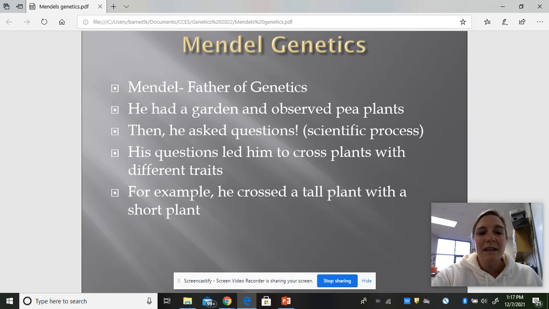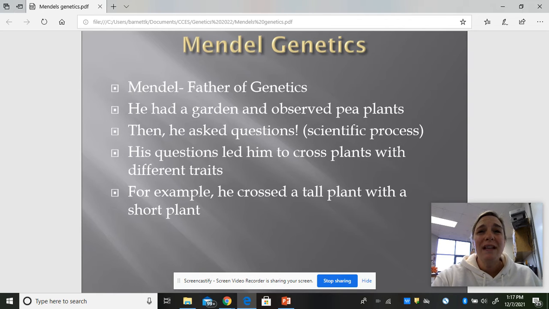Those observations led him to ask questions. And so he did not mean to set up this big scientific experiment. This was just in his own hobbies in his day-to-day life, which is just pretty cool. And so his questions led him to cross plants with different traits. So remember, a trait is a different form or characteristic. So a trait of height, or possibly seed shape, or flower color. These are all examples of traits.